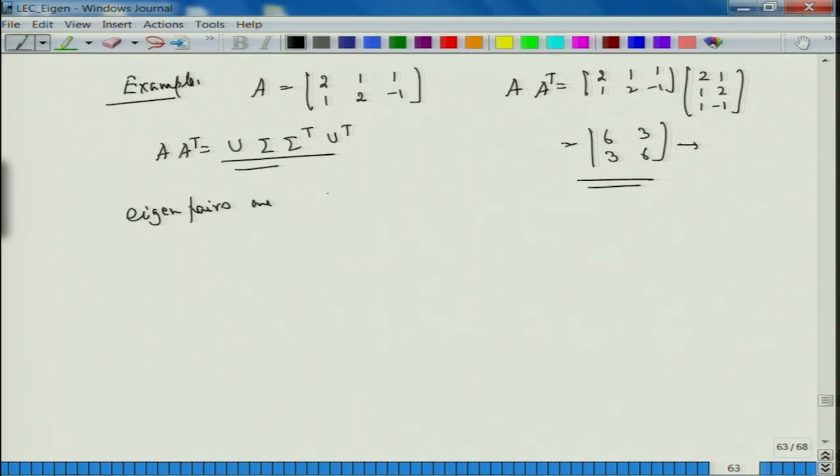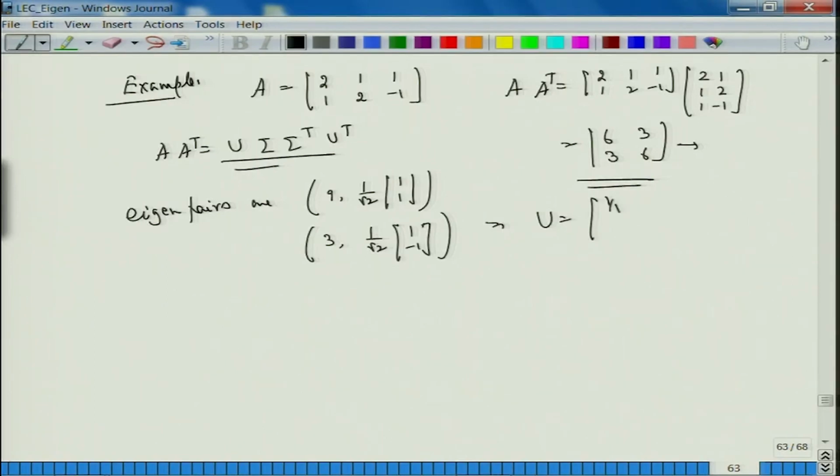The pairs are: 6 plus 3 is 9, with 1 upon root 2, 1 1, and the other is 6 minus 3, that is 3, with 1 upon root 2, 1 minus 1. So these are the two eigenpairs, and therefore U is equal to 1 upon root 2, 1 upon root 2 corresponding from this part, and then 1 upon root 2, minus 1 upon root 2 coming from this part. Is that okay?